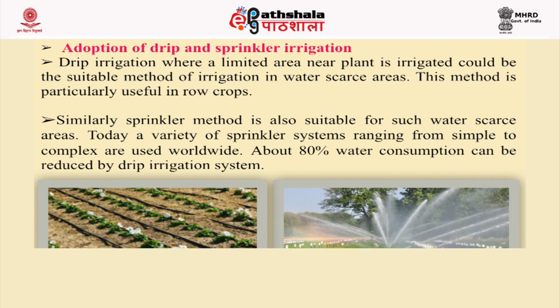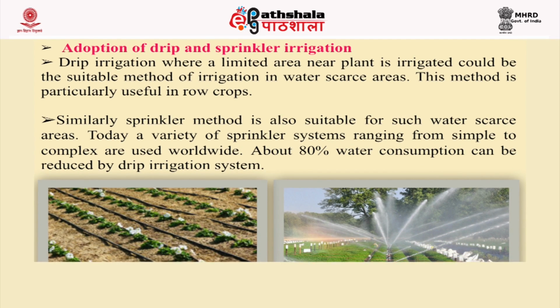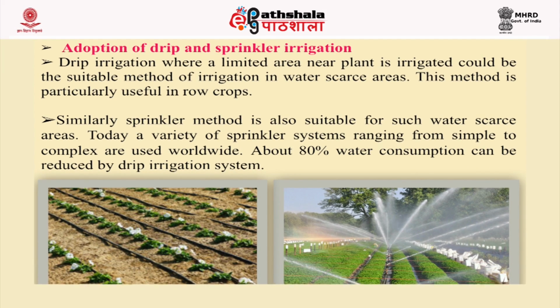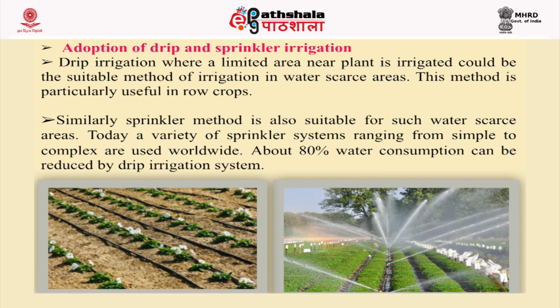Today, a variety of sprinkler systems, ranging from simple to complex systems, are used worldwide. About 80% of water consumption can be reduced by drip irrigation system. These two figures are showing drip as well as sprinkler irrigation systems.